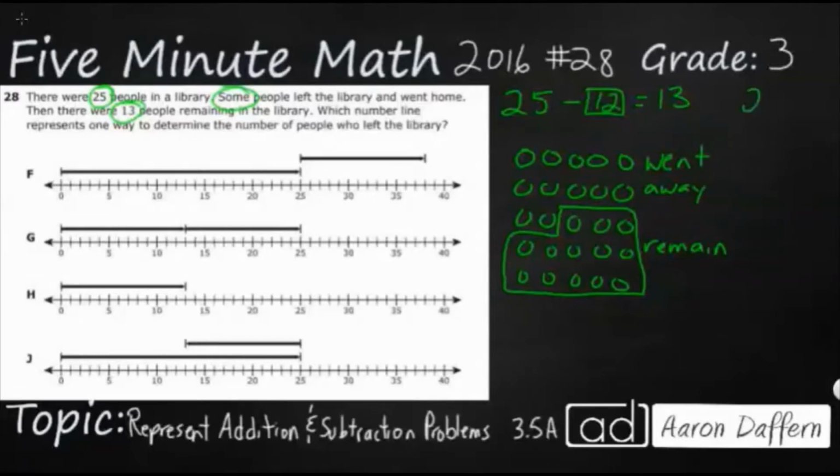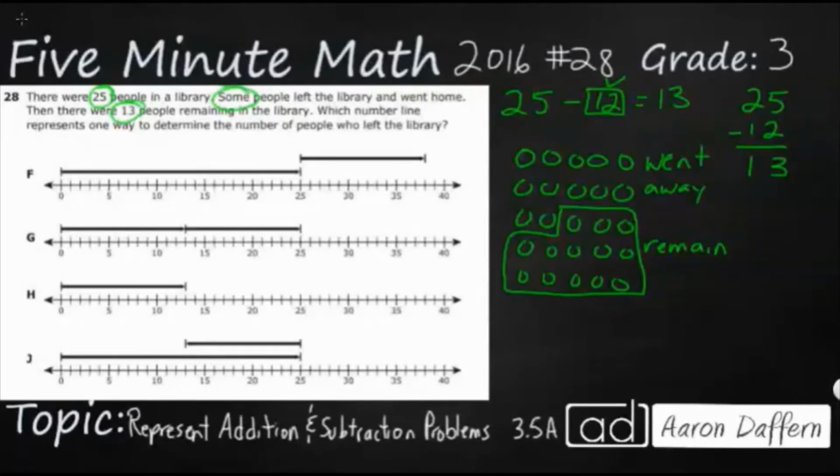So I can double check that. I can make sure I did that correctly. 25 minus 12. Let's see, that's going to be no grouping needed. That is going to be 13, so that works. So 12 people went away, but obviously that's not what we're looking for, but that is going to help.